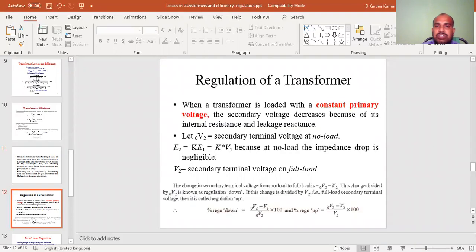Okay. The next one is regulation. When a transformer is loaded with a constant primary voltage, the secondary side voltage changes because of internal resistance and leakage reactance. Regulation means the no load voltage minus full load voltage by no load voltage into 100. V02 means the secondary terminal voltage at no load. Regulation down means the no load voltage minus full load voltage by no load voltage into 100. Regulation up means the no load voltage minus full load voltage by full load voltage into 100.